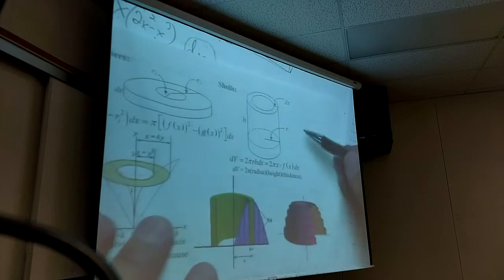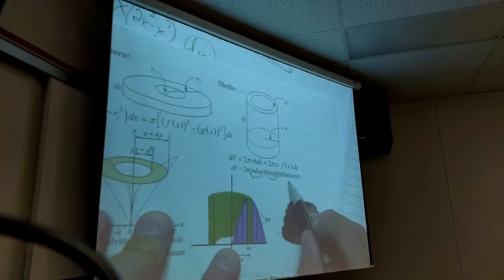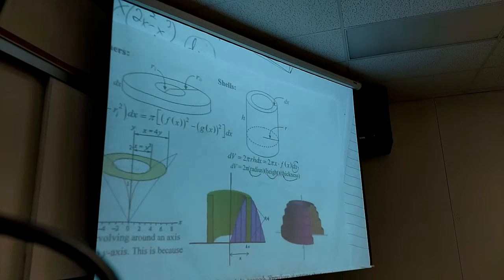And then shells, I try to show you what's important. You've got to figure out what the radius is, what the height is, and the thickness is going to be based on which axis I'm rotating around. If I'm rotating on the y-axis, it'll be dx. The x-axis, it'll be dy. It's the reverse of disks, which is why shells works when disks don't. Because it allows you to use the other thing, dx versus dy.